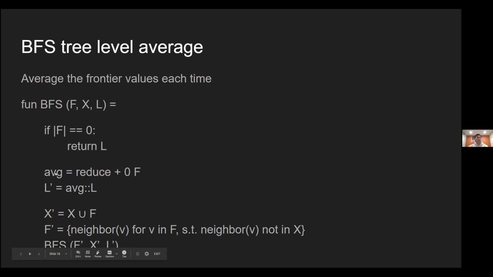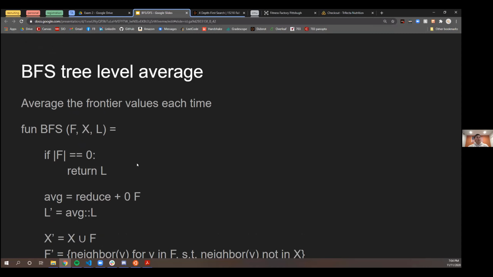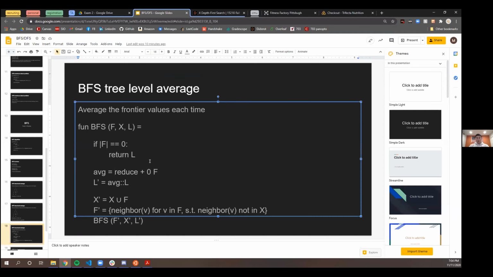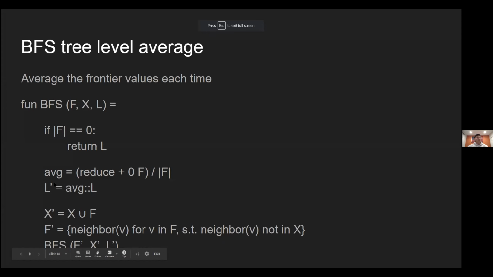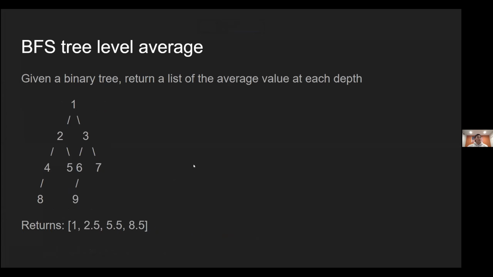The only thing that's different is we want to run this averaging function over the current frontier. We can reduce over the current frontier, adding everything, and then divide by the frontier size. Quick typo here, we want to divide by the size of the frontier. Then we take this average and append it onto our list, and we'll keep going. Hopefully you can see how that might work for this problem.